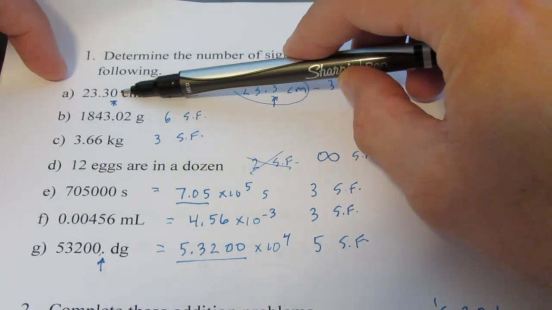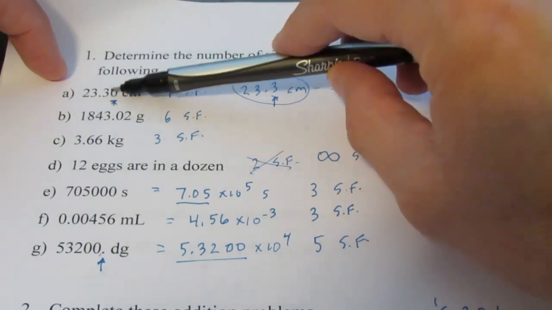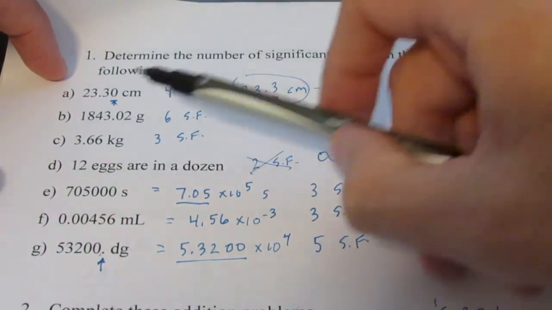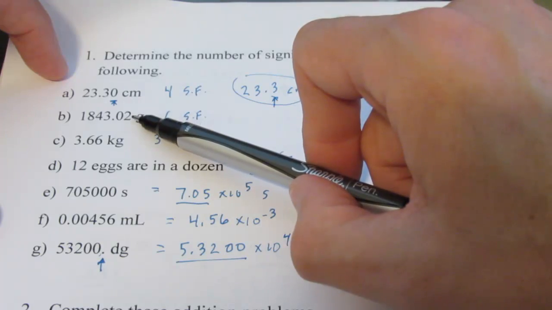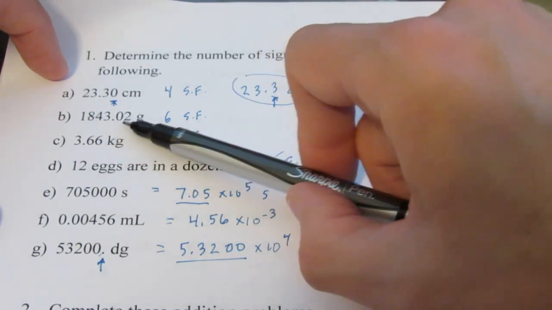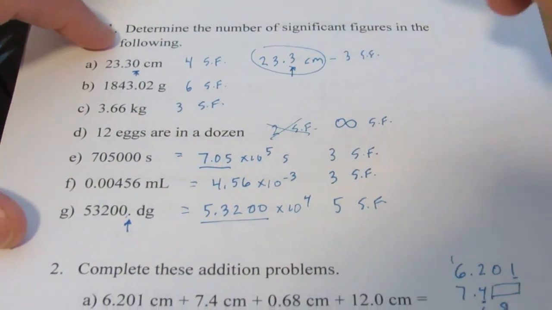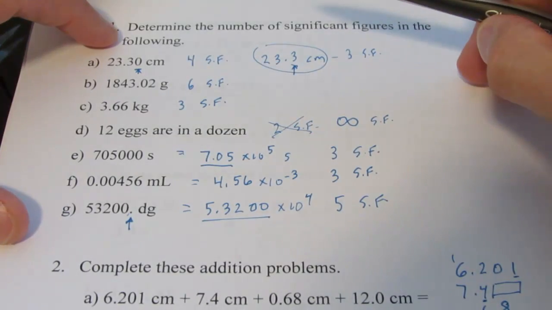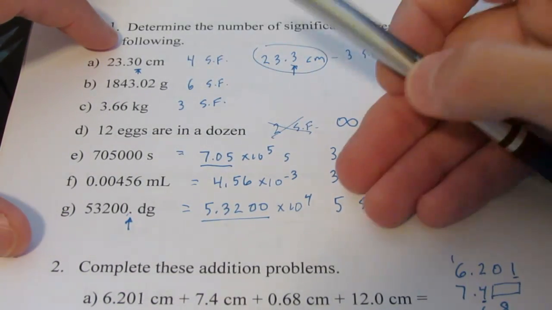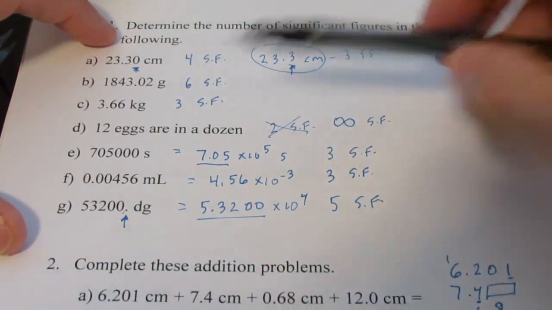So quickly, with regards to significant figures, here's a measurement. That number ends in zeros to the right of the decimal, so that 0 is significant. So I'd say that that measurement had 4 sig figs. Here's a 0 between 2 non-zero digits, so it becomes significant. So this measurement has 6 sig figs. This one's pretty straightforward, 3 sig figs, 12 eggs in a dozen. Kiddos, that is a definition. You could even count it as a counted number if you'd like. Either way, infinite sig figs.